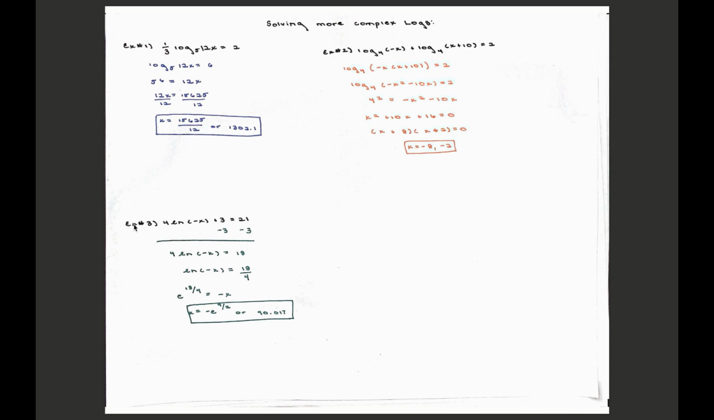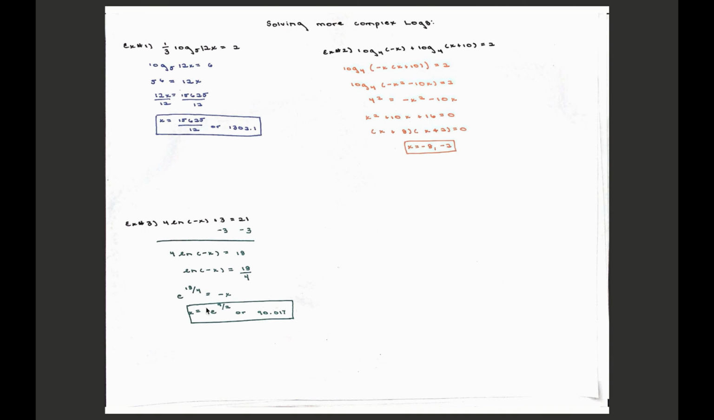For example 3, I'm going to subtract 3 from both sides. Okay, and then I need to get ln all by itself, so I'm going to divide by 4. Now I can take e, because remember ln is log base e, so e raised to the 18/4 is going to equal negative x. So when I solve this, it's going to be negative e raised to the 9/2.